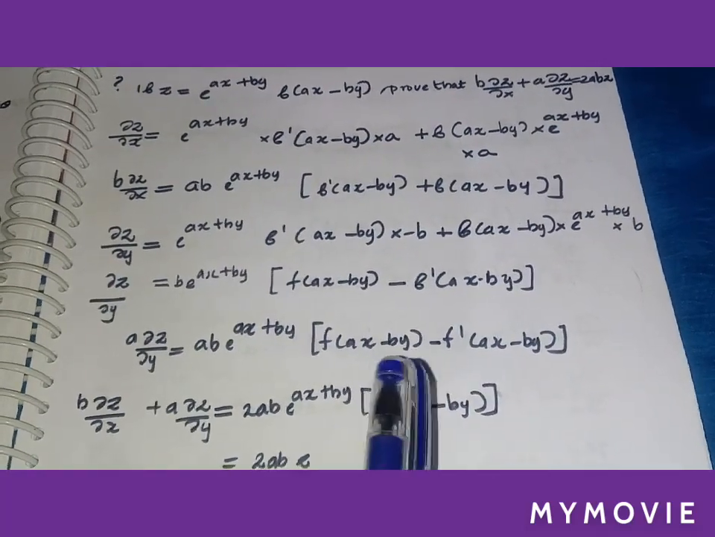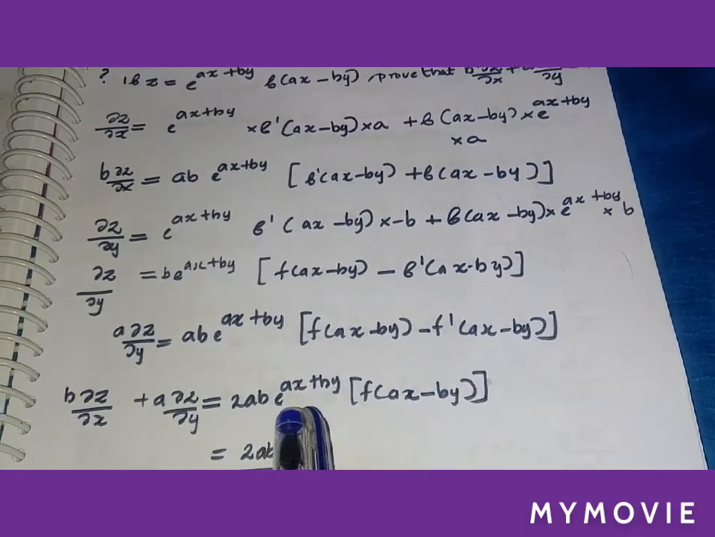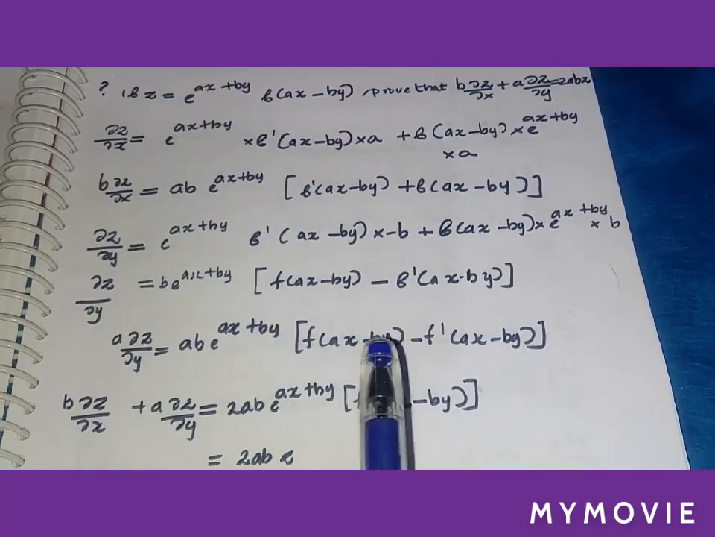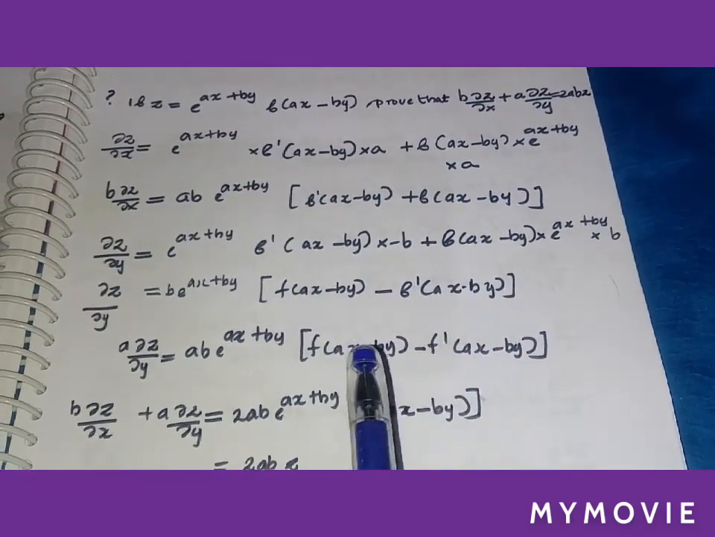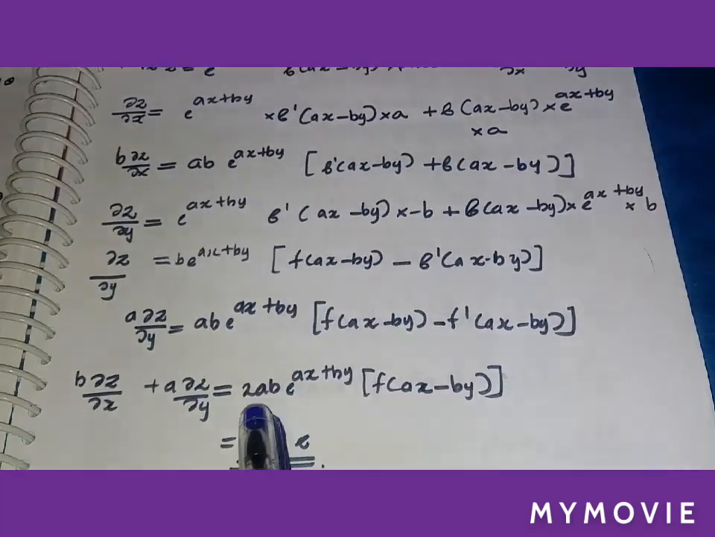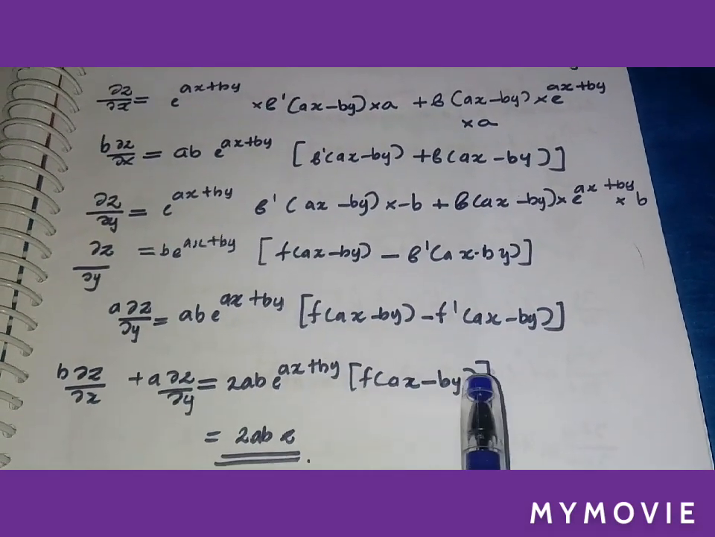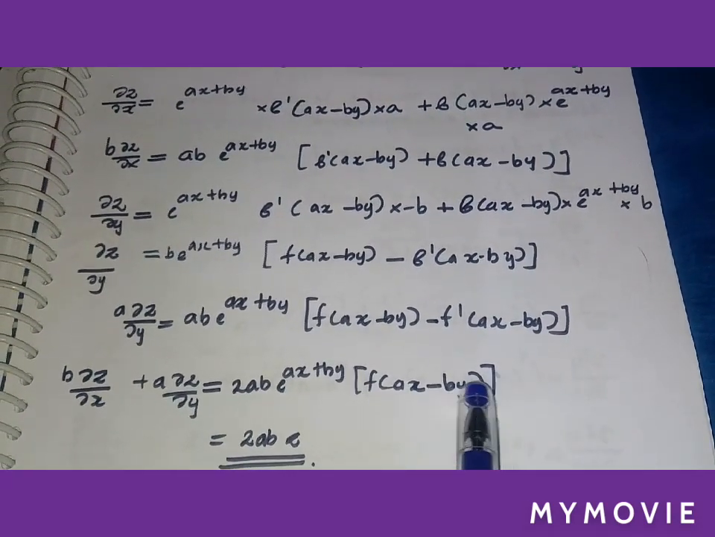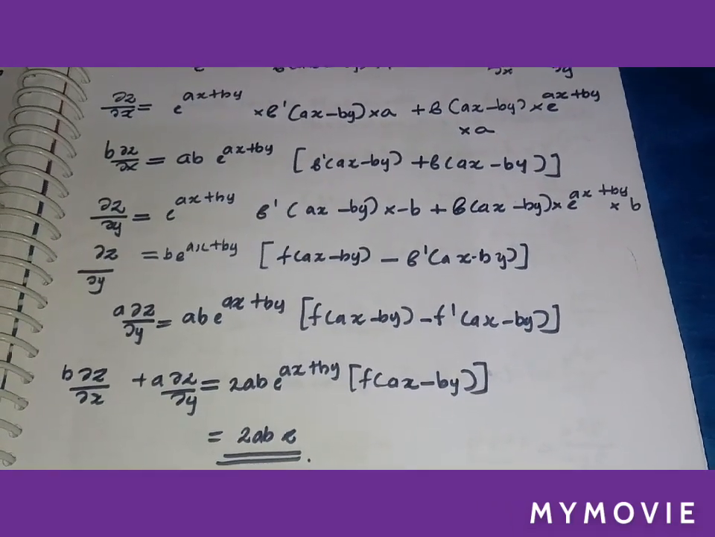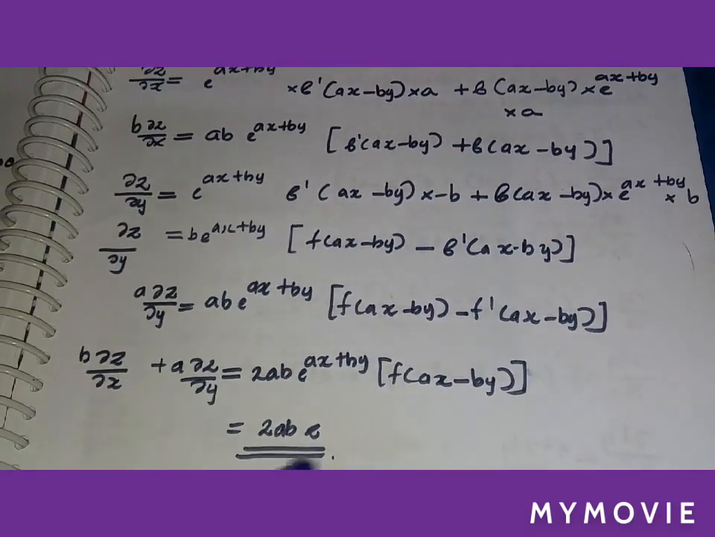Here we get like this. So we can take ab e raised to ax plus by common. Here the f dash terms cancel, and 2f of (ax minus by) exists. So the answer is 2ab e raised to ax plus by into f of (ax minus by). Here we know that the function e raised to ax plus by into f of (ax minus by) is z. So we get the answer as 2ab into z. So the question is proved.